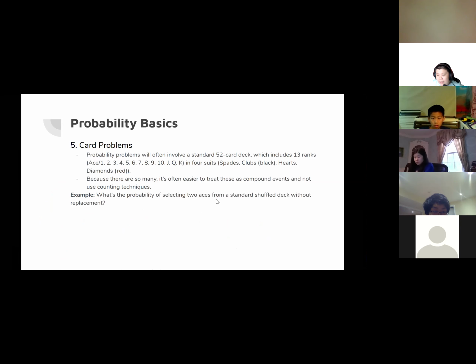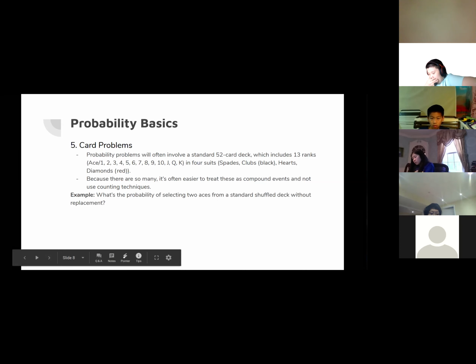For example, you shouldn't try to count 52 choose 3 or 52 choose 7 or whatever, because that's a lot of work. Instead, just look at compound events. So, what's the probability of selecting 2 aces from a standard shuffled deck without replacement? Just try this problem. It's pretty similar to one of the problems you had before.